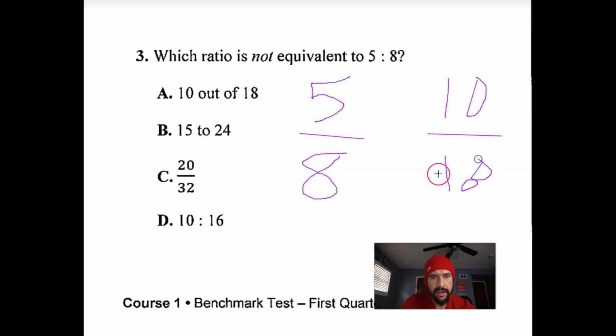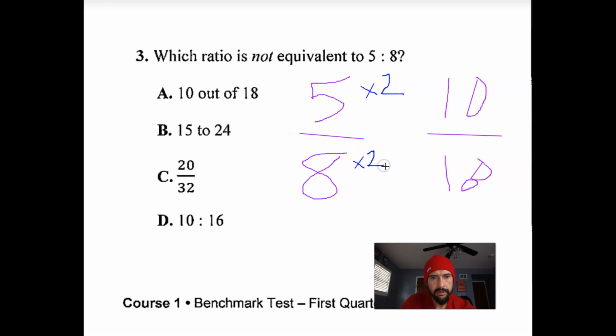And we have to think, how did I go from 5 to 10? What did I have to multiply by to get there? Well, I know 5 times 2, I hope you guys all know that, would give me 10, right? So if I multiply the top by 2, I need to multiply the bottom by 2.